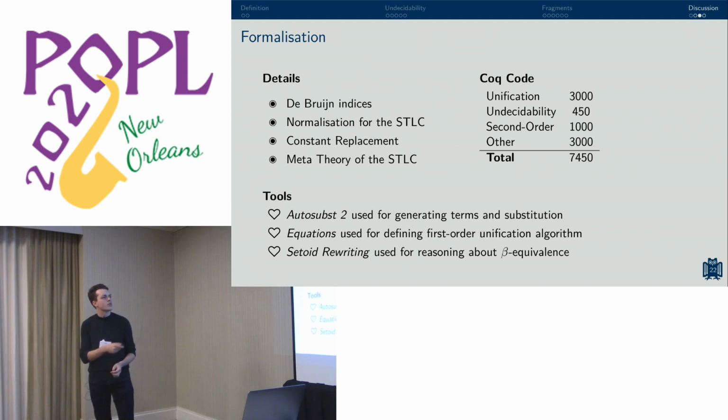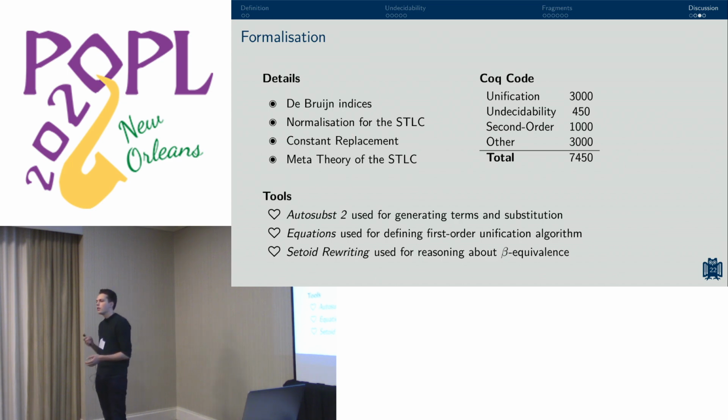We use about 3,000 lines of code for just the setup, so unification and the meta theory I just mentioned. And then the actual undecidability proofs are not that big. So the first one I showed you, around 500 lines of code. The second one, 1,000 lines of code. And then there's all the other stuff that I didn't talk about, which takes up the rest.